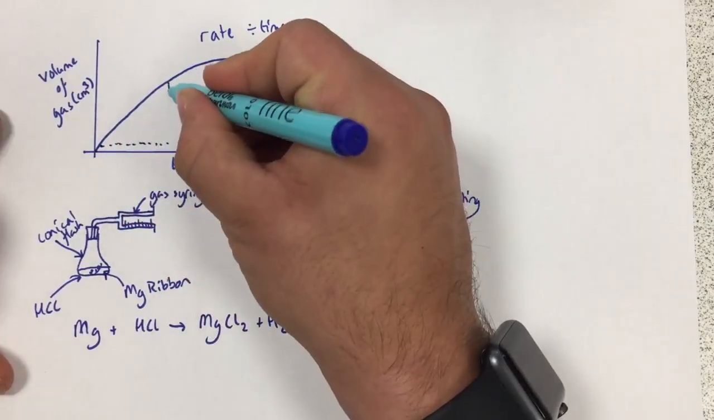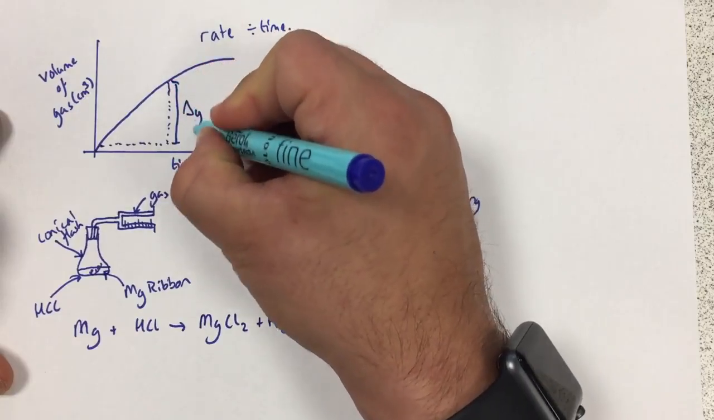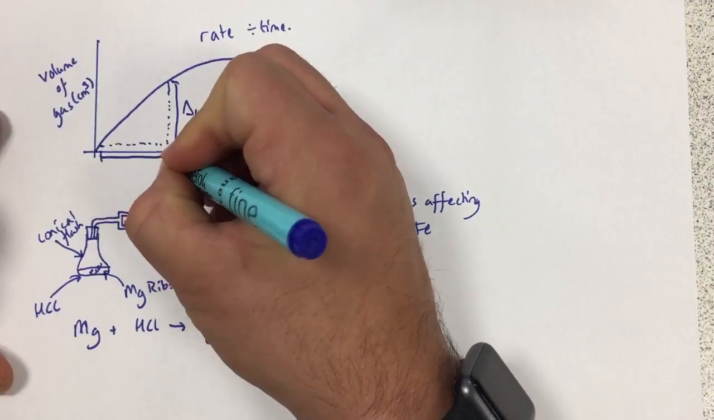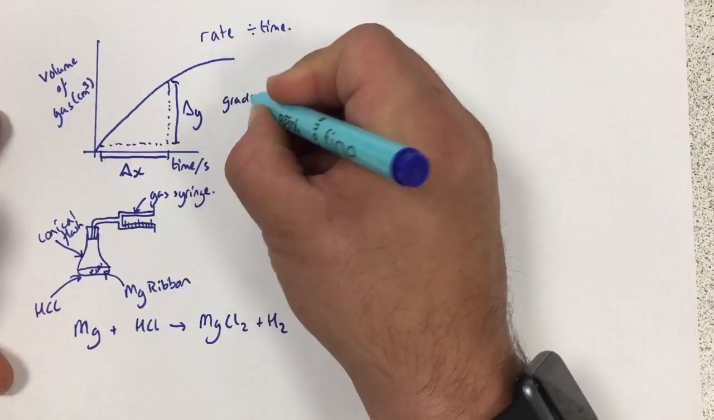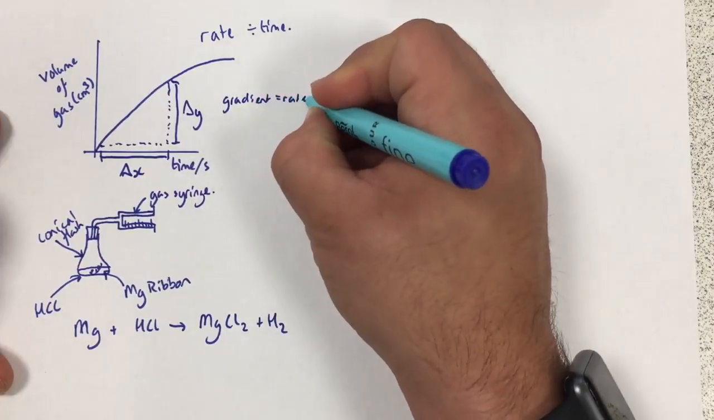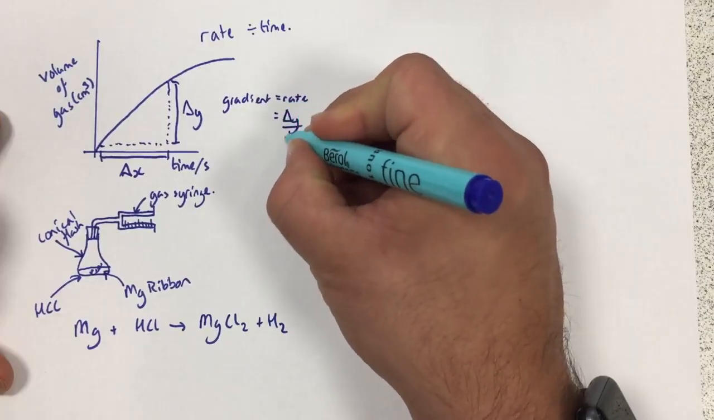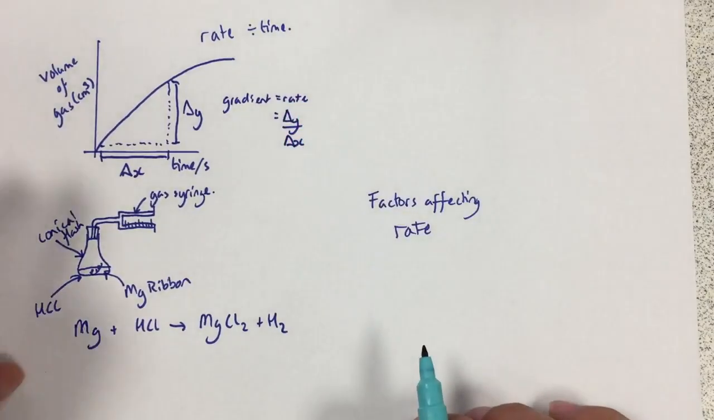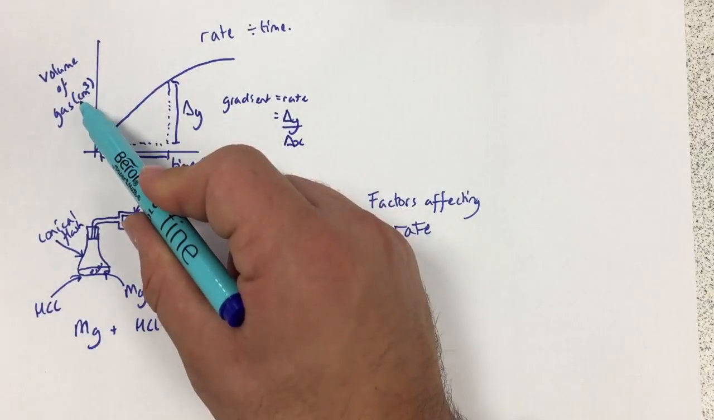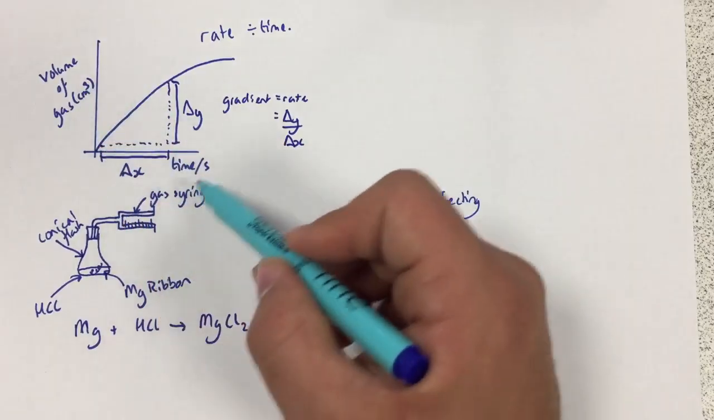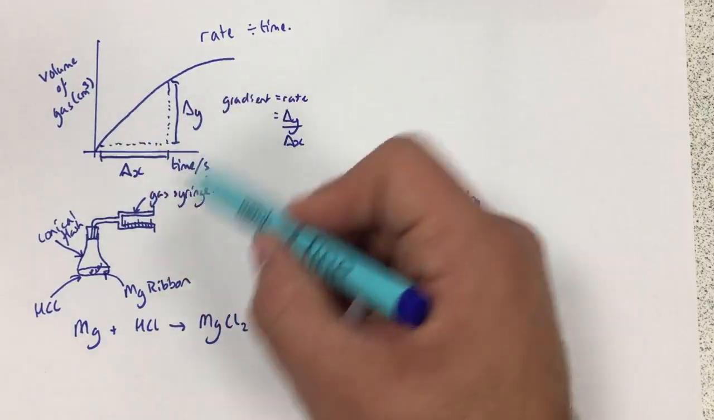So this is a volume of gas against time graph, and the gradient of this line, which is how tall it is, so this is the change in y divided by the change in x, how wide it is, will give me my gradient. So my gradient is equal to the rate of the reaction and is equal to change in y over the change in x. How tall it is divided by how wide it is. The units will be the y-axis divided by the x-axis, so the units for rate in this case would be centimetres cubed per second. But if this was in minutes, it would be centimetres cubed per minute.